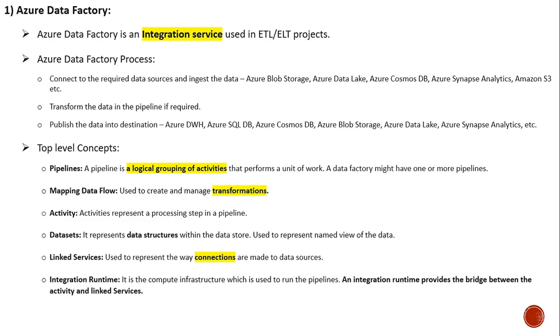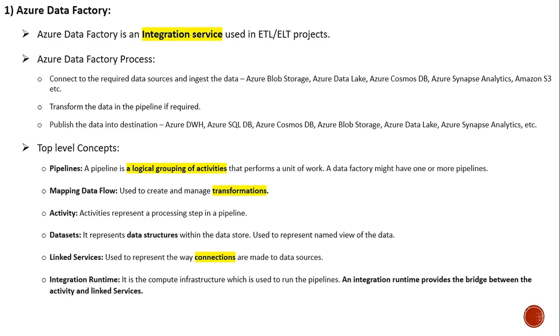Synapse Analytics. Now as a part of Azure Data Factory we have some top level concepts where we can expect some questions. So first is pipeline. So what is pipeline? Pipeline is nothing but a logical grouping of activities that performs a unit of work. This is the typical definition we can say. And the data factory can have one or more pipelines. Then mapping data flow. Now mapping data flow is used to create and manage transformations. Whatever transformations we have as per the business logic, we can create and manage them using mapping data flow.